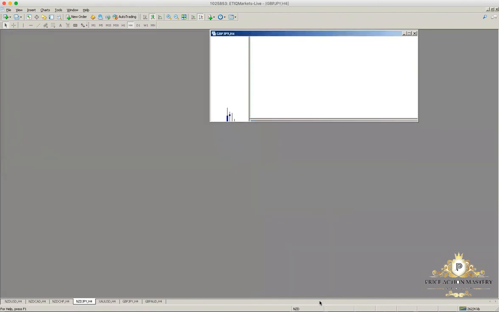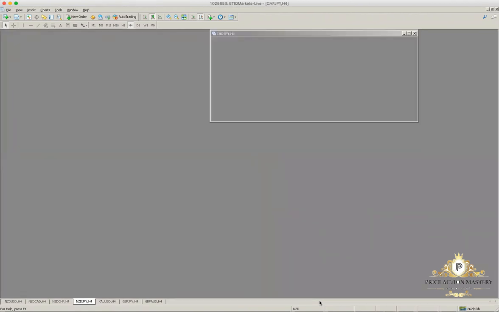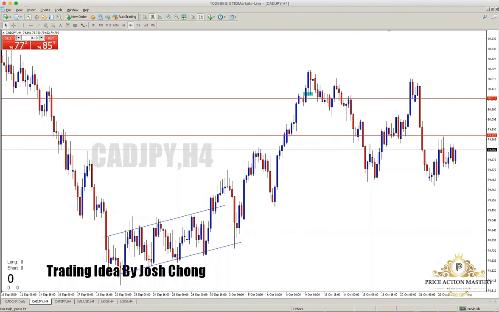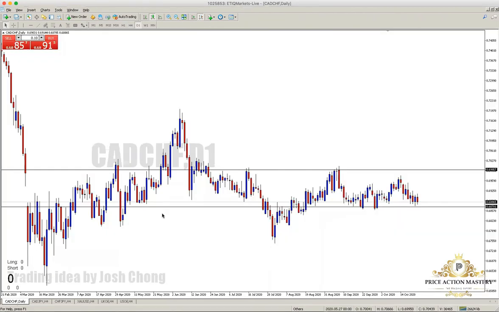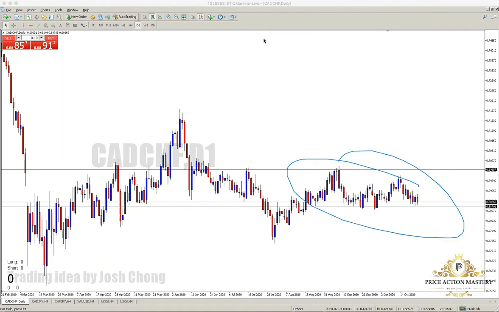Another one with CAD and CHF pair. CAD, CHF. Basically the market is in a range, so you can just take buy or sell at the support resistance. For this kind of big range market, I'm not in favor of that.